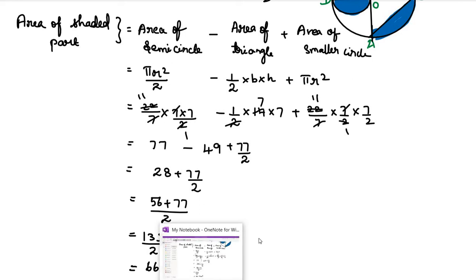Yes, do you understand this, children? Shall we move to the next one? So the area of the shaded part is 66.5 centimeter square.